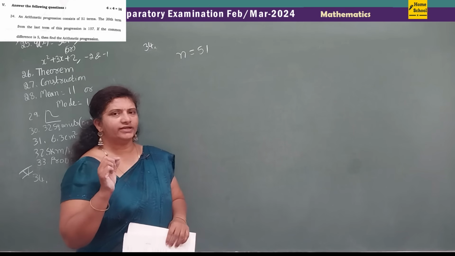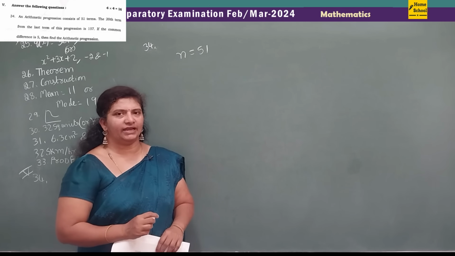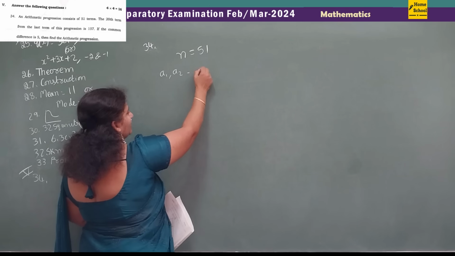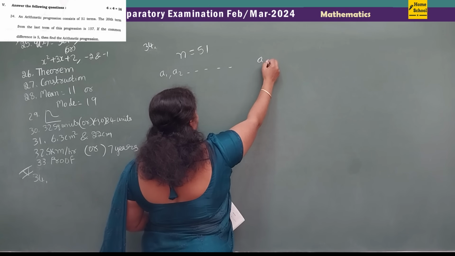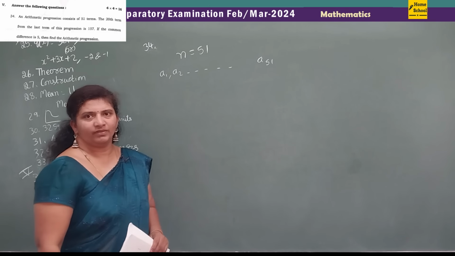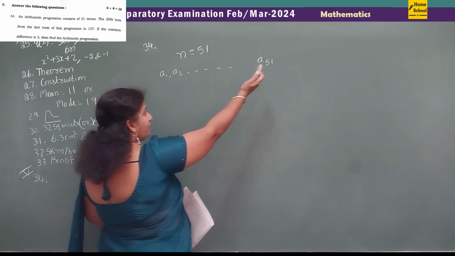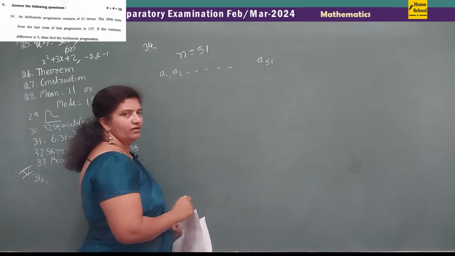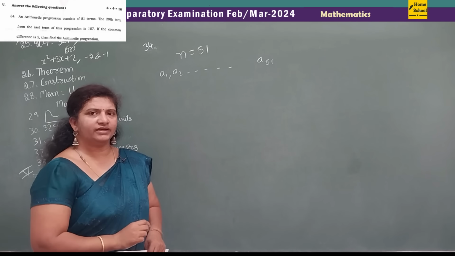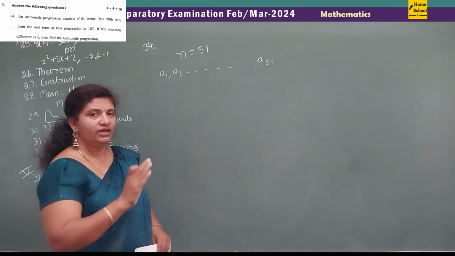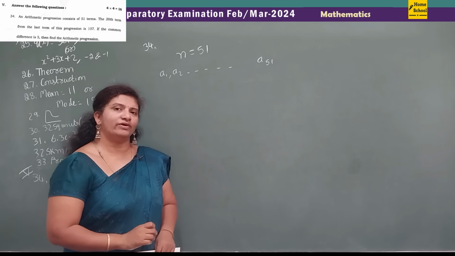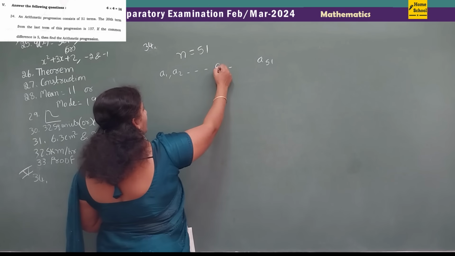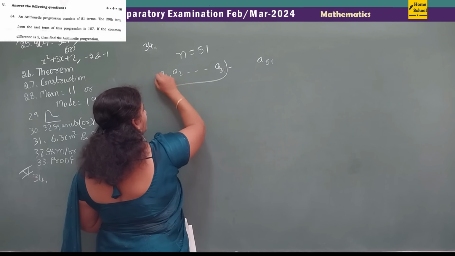So this point is very important to understand. See here. Your first term, second term, like this, you'll be having up to 51 terms, right? From last to 20th term. Last to 20th term means you imagine in 51 terms you remove 20 terms, it will be 31, right? So I don't have any use with 31 terms.